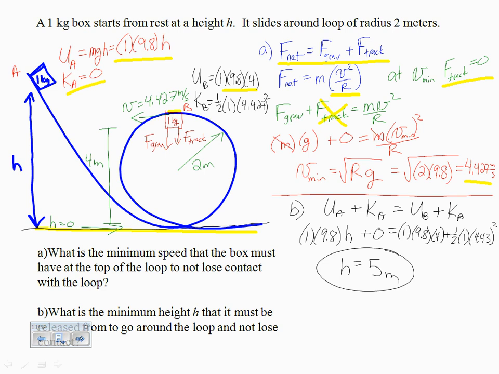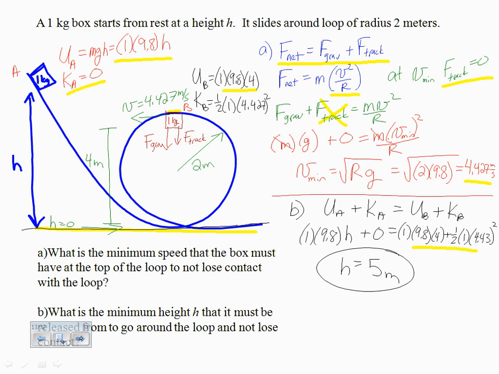And there's a certain amount of kinetic energy at the top. We were looking to make sure that this velocity was going to be at least 4.427 meters per second at the top. So we find what the kinetic energy is at that point. We plug that into this equation, and that gives us our total mechanical energy at the top of the loop. If we know the total mechanical energy at the top of the loop, we know what the total mechanical energy is anywhere along the path, and so that allows us to find the height. The minimum height that it must be released from is 5 meters.